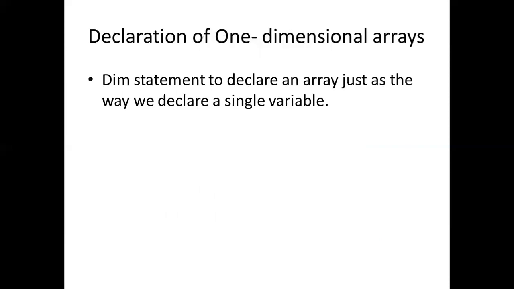So now, how do you then declare an array in one dimension, especially in Visual Basic? How do we do that? Okay, so the Dim statement needs to be there to declare an array, just like we declare a single variable. The Dim statement needs to start, because you can't have an array unless you have declared it. It's the same as a variable. You can't have a variable unless you have declared it first, right?